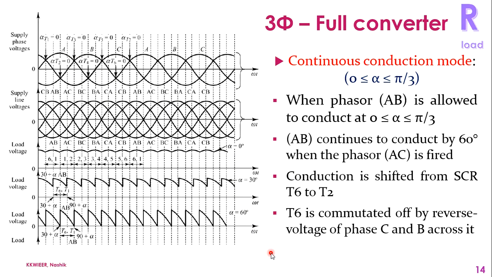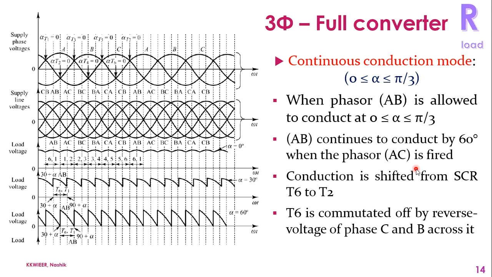So this three-phase full converter with the resistive load works in two modes. First is a continuous conduction mode where current is continuous, and another is a discontinuous conduction mode. So the continuous conduction mode works when alpha is 0 to pi by 3. When the phasor AB is allowed to conduct in this 0 to pi by 3 duration, the AB continues to conduct for 60 degree till the phasor AC is fired.